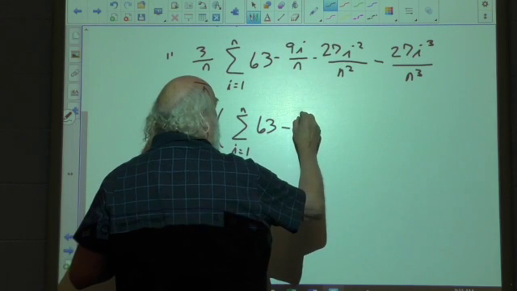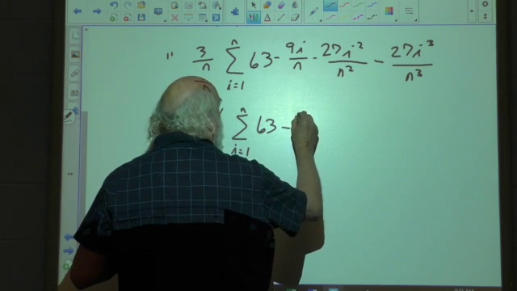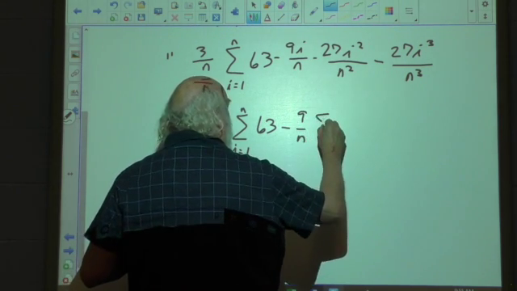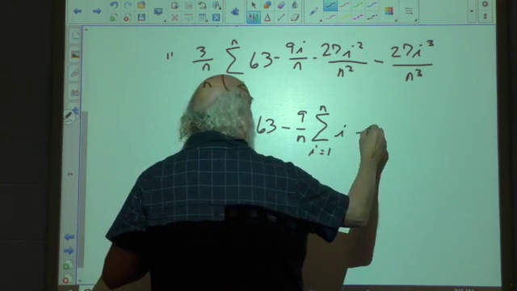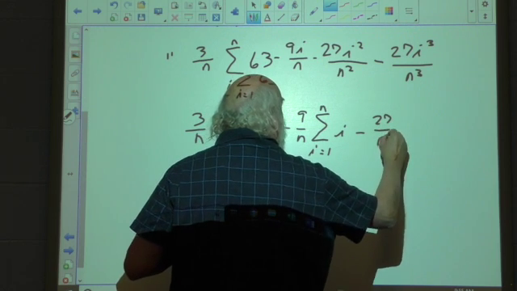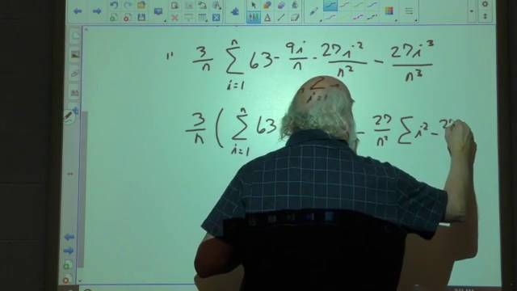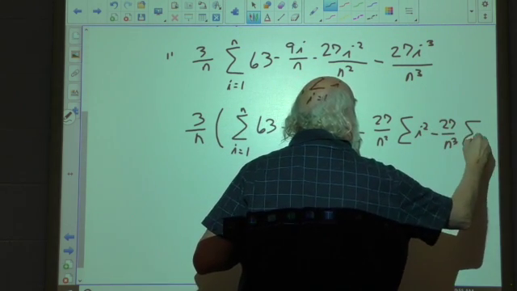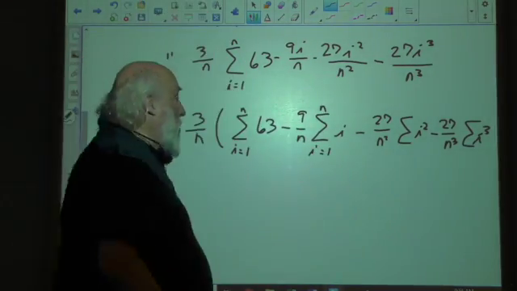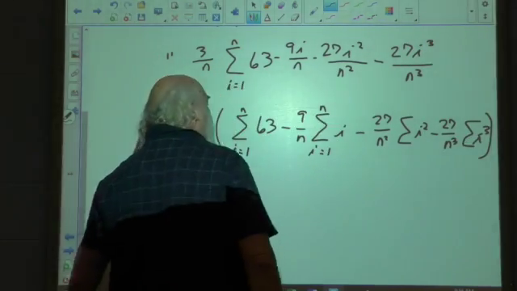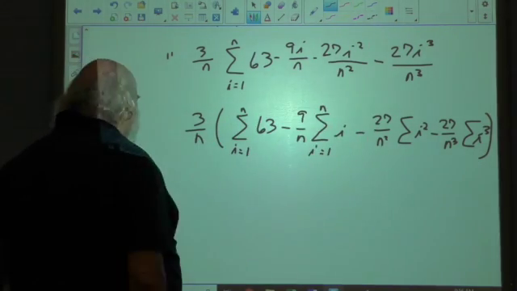This becomes 9 over n times the sum of i, minus 27 over n squared times the sum of i squared, minus 27 over n cubed times the sum of i cubed. And guess what? We can use that chart now, put that in parentheses around there. Remember, the sum of 1 with n on top.